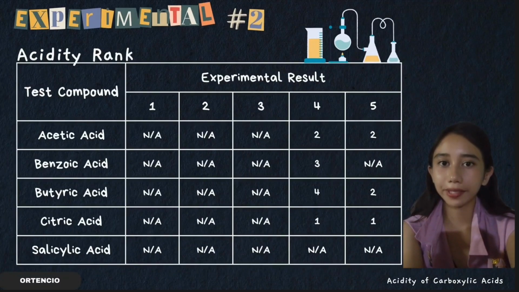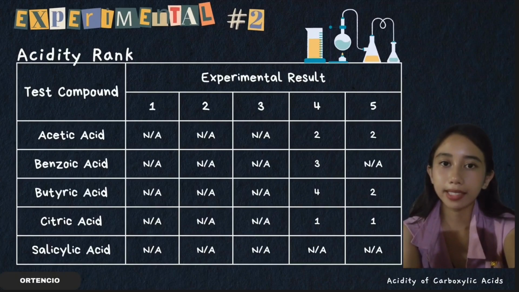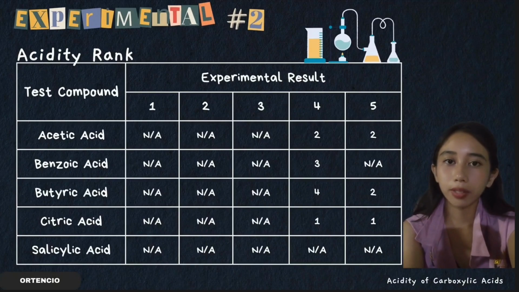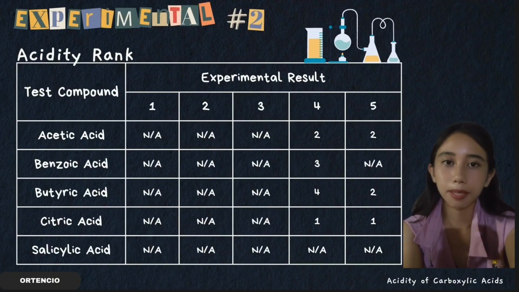Now let's move on to the acidity rank. Based on pH measurements, both groups 4 and 5 ranked acetic acid as the second most acidic with a pH of 2. As for benzoic acid, only group 4 was able to perform the pH measurement. It was ranked third with a pH of 3. For butyric acid, group 4's pH measurement of 4 positioned butyric acid as the fourth most acidic among the tested acids, while group 5 ranked it as also the second most acidic along with acetic acid, with a pH of 2. And lastly, both groups 4 and 5 ranked citric acid as the most acidic among the other acids. Again, no group was able to perform the experiment for salicylic acid.